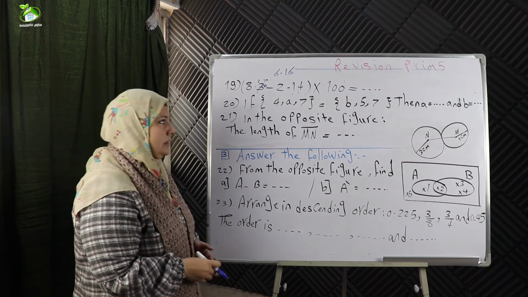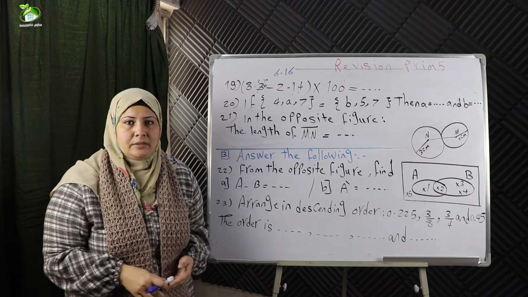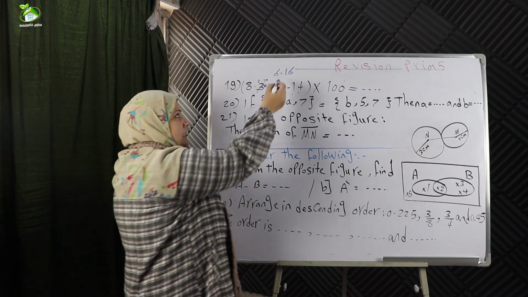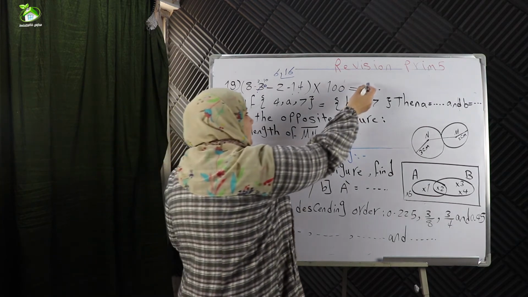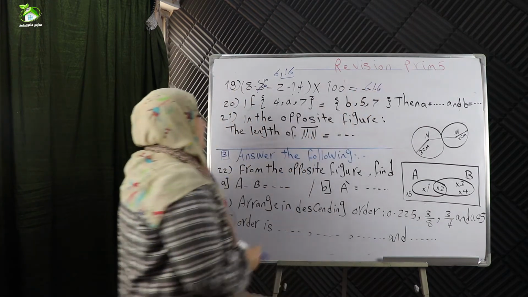6.16 times 100. To multiply any decimal number by 100, move decimal point to the right 2 digits. The result will be 616.